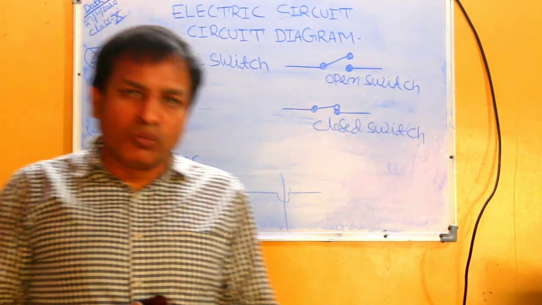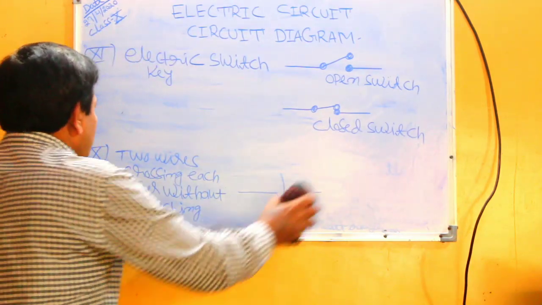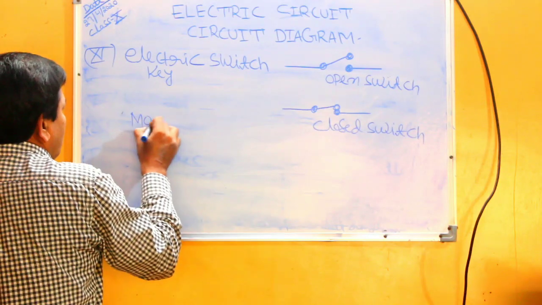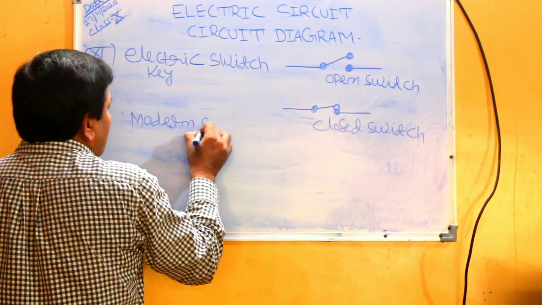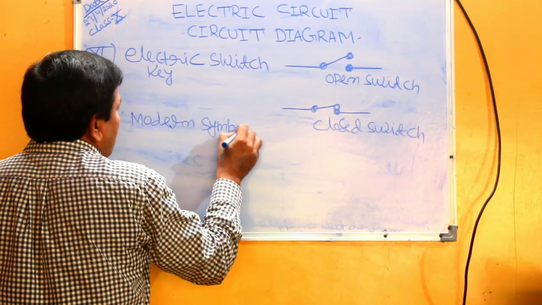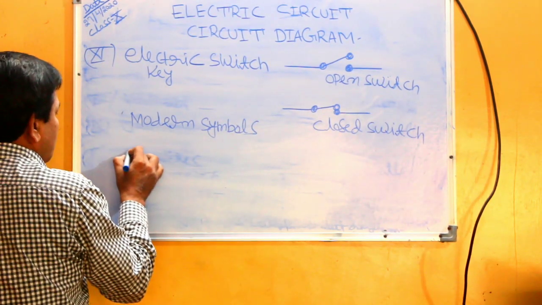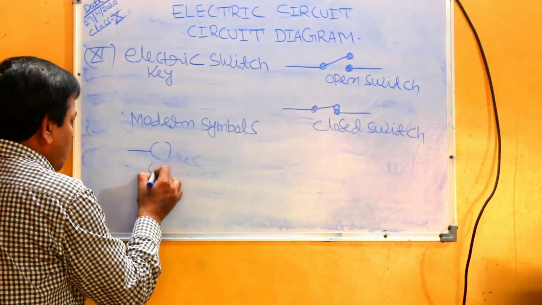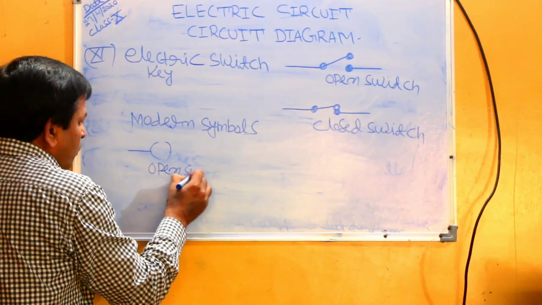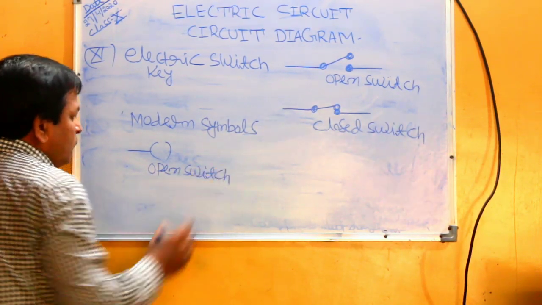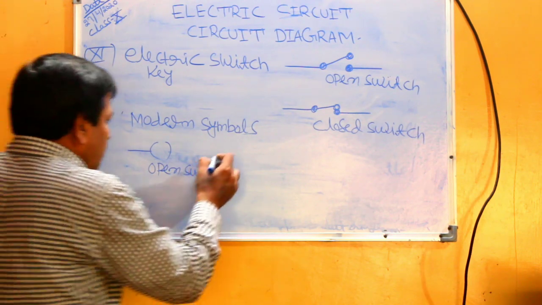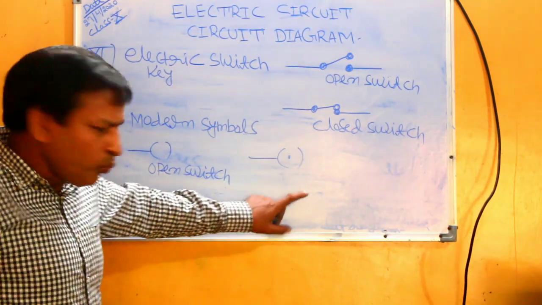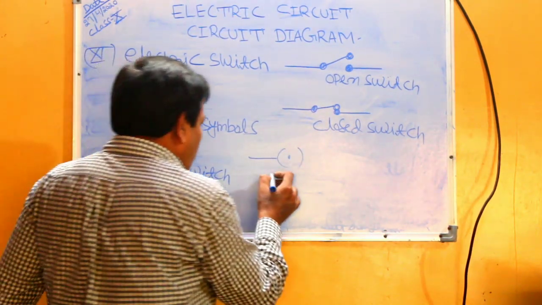The other modern symbols used for key: the modern symbol for switch. This is the symbol for open switch. And the symbol for closed switch is just to put a dot point. If we put the dot point, then it becomes a closed switch.